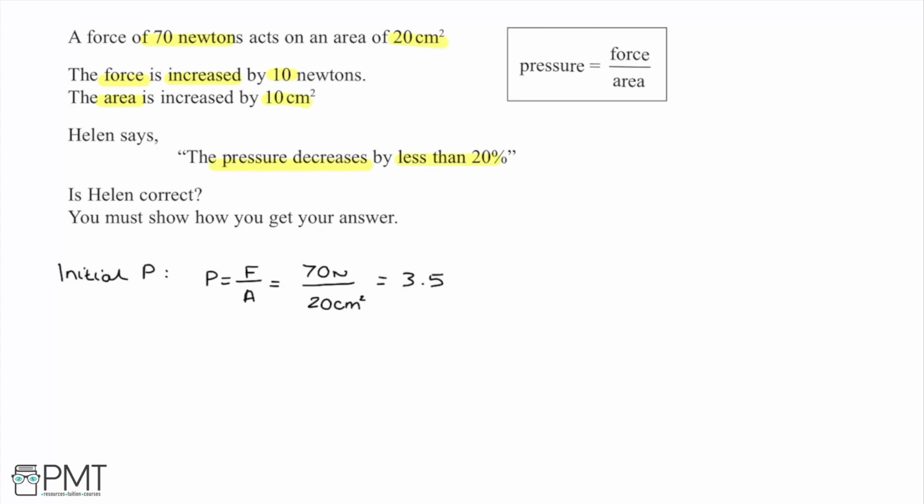So there we've worked out the initial pressure, and now we can work out the new pressure using the same method. If the force increased by 10, we have 70 plus 10 for the force, and we're dividing that by the area, which is 20 plus the 10 as well. So here we have 80 over 30, and that gives us an answer of 2.6 recurring.